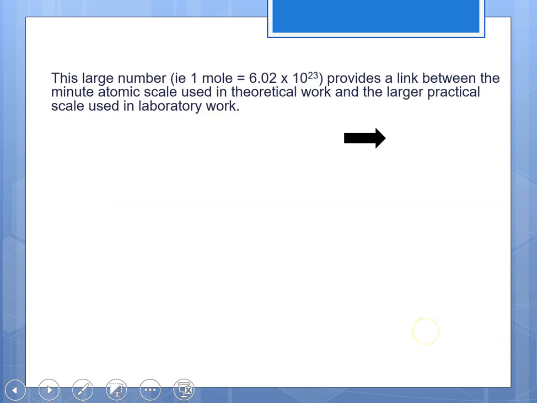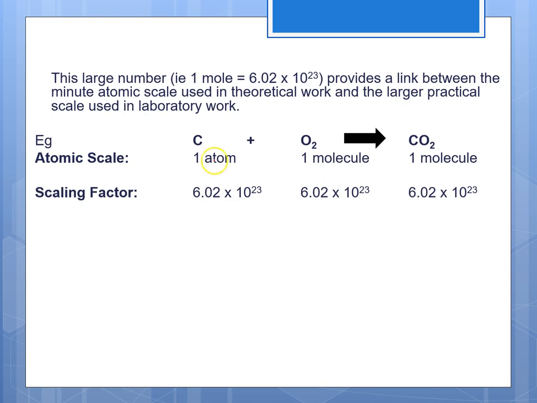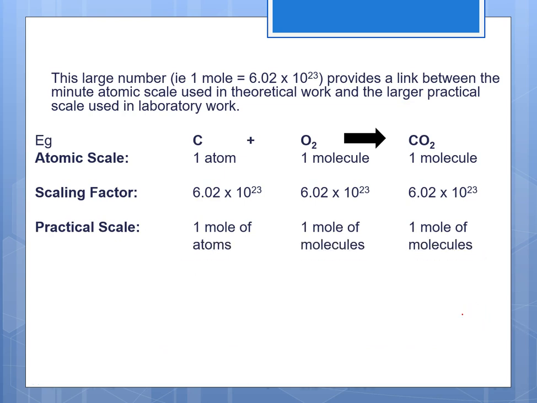Okay, so it's a large number. It provides a link between the theoretical work and the practical work. If we look at the atomic scale here for making carbon dioxide, 1 atom of carbon with 1 molecule of oxygen will give 1 molecule of CO2. So now I can say, if I use a scaling factor where 1 mole of each of these, then 1 mole of carbon would react with 1 mole of oxygen to provide 1 mole of carbon dioxide.